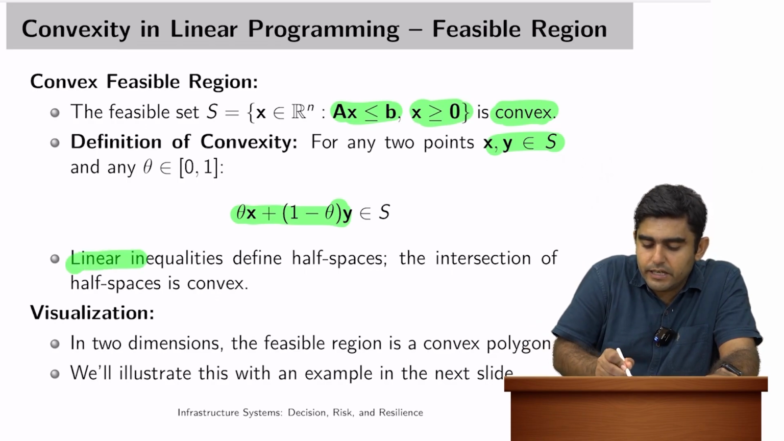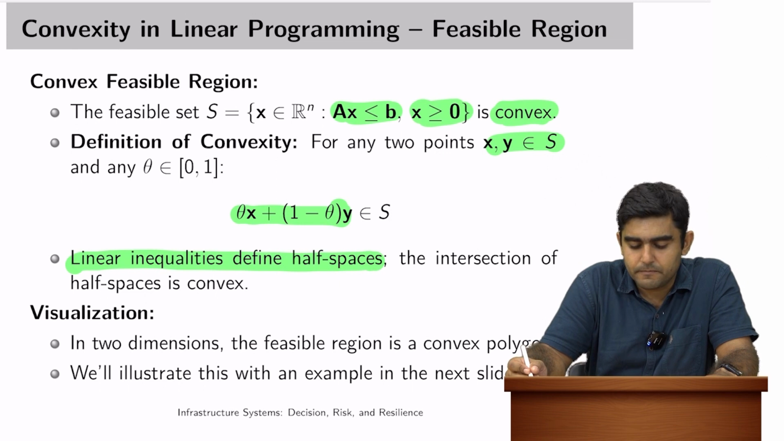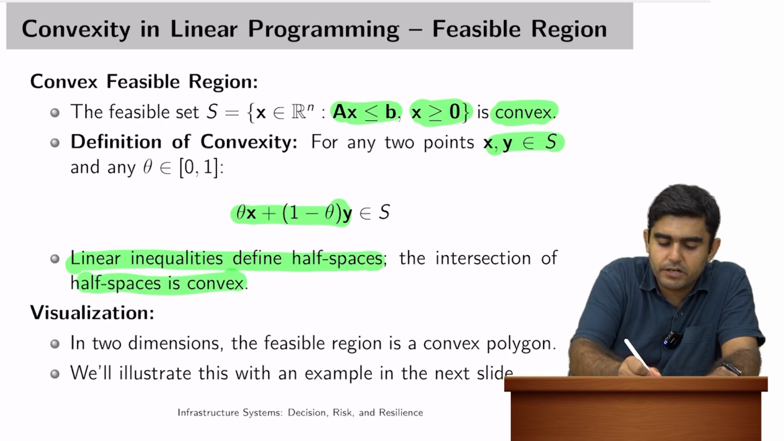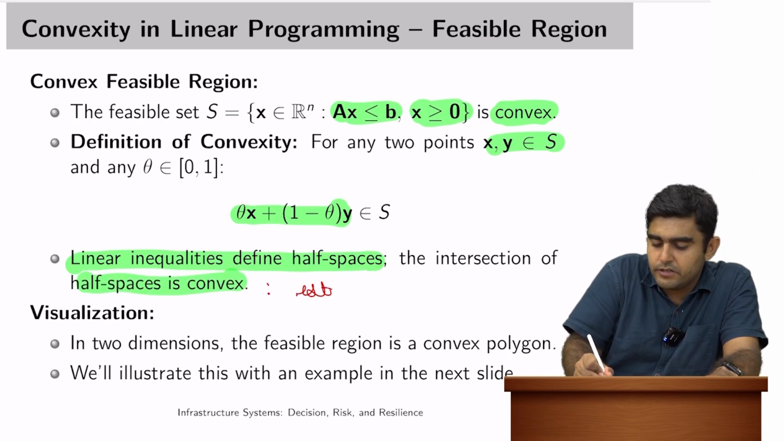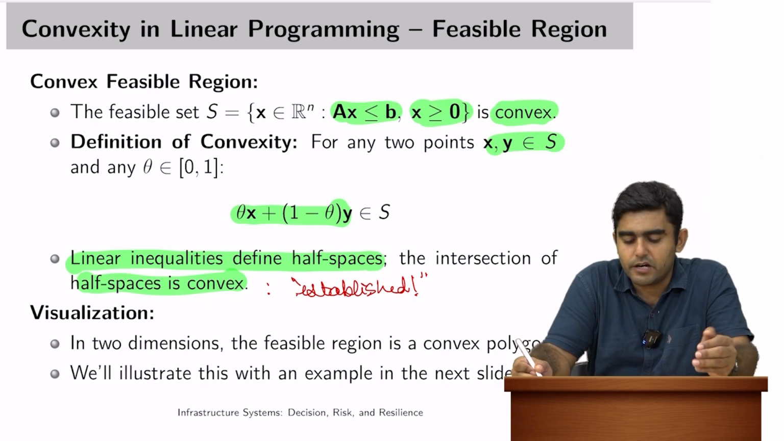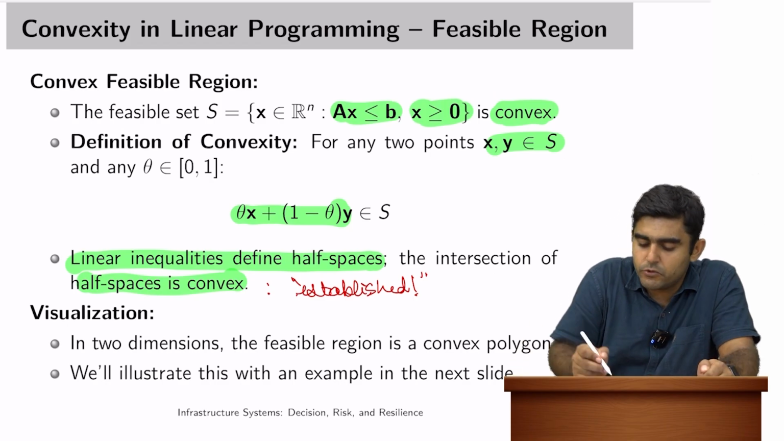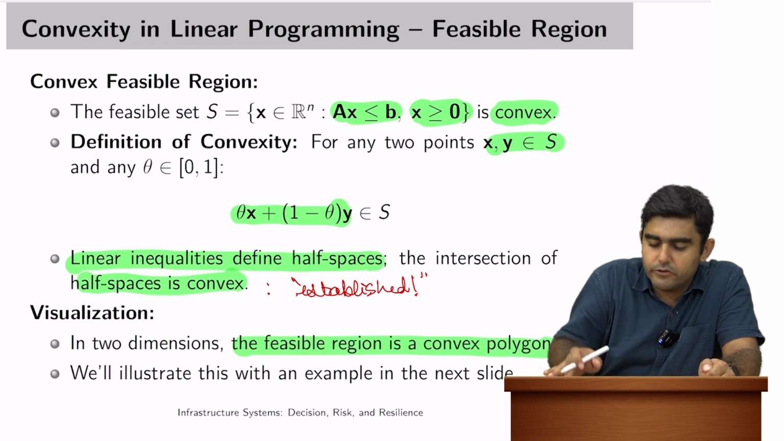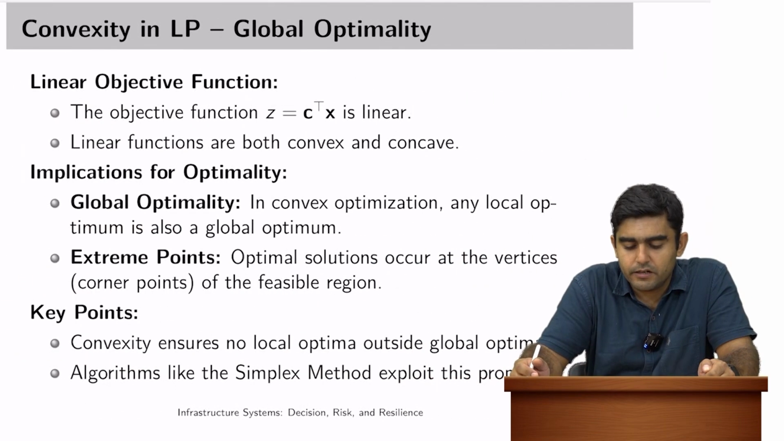Also, linear inequalities define half spaces, and the intersection of half spaces is also convex. So, this particular result is also well established for linear constraints. Again, when we look into the example, we will see what these half spaces are and why their intersection is always convex. So, when we visualize this in 2 dimensions, we would notice that the feasible region is always a convex polygon. I will highlight this and we will illustrate it with an example in a subsequent slide.